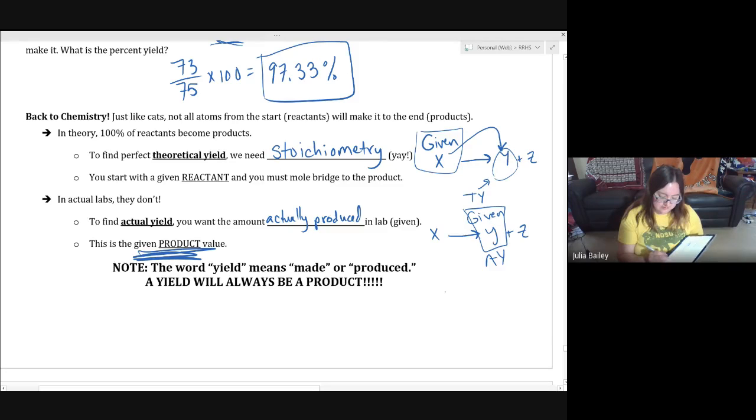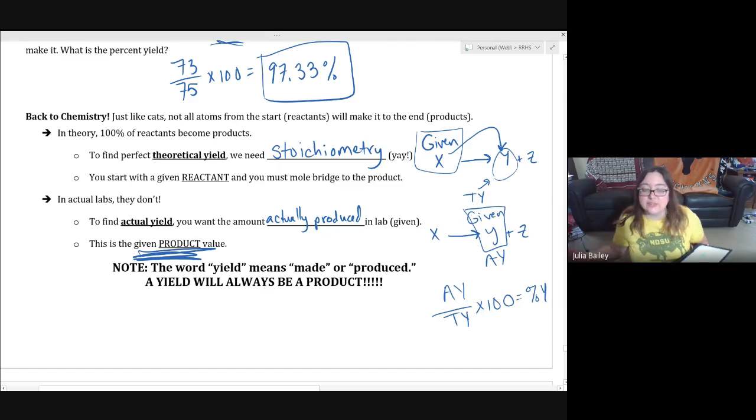And then once you find your actual yield and your theoretical yield, you just divide them times 100 to get your percent. Easy. Again, please note the word yield here means made or produced. So the yield has to be a product, because that's literally what the word means. You're going to be looking for a product that was yielded.